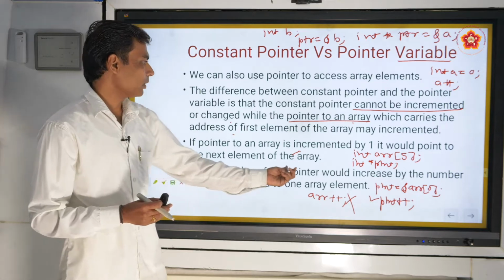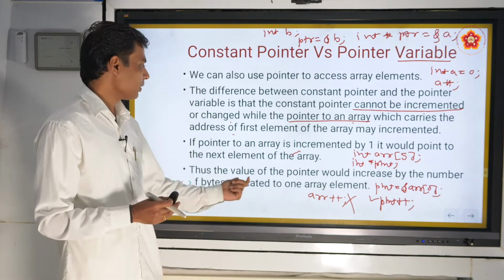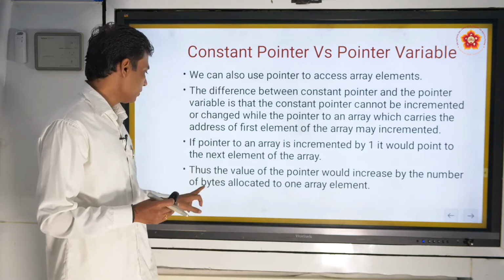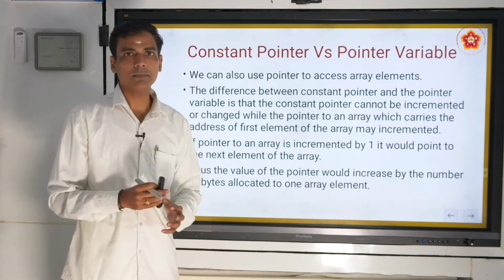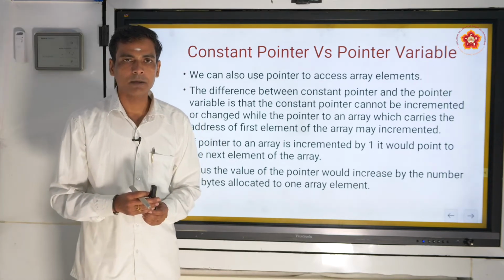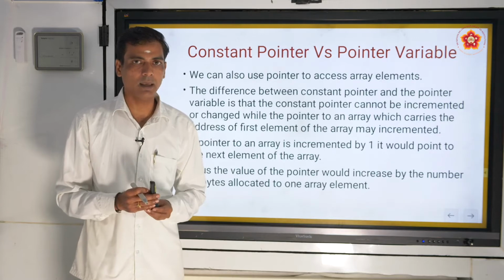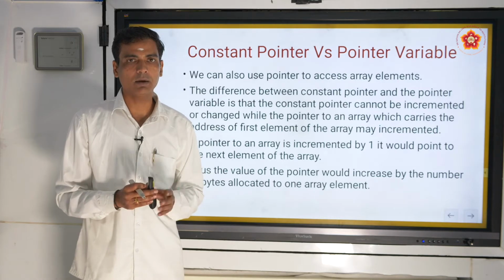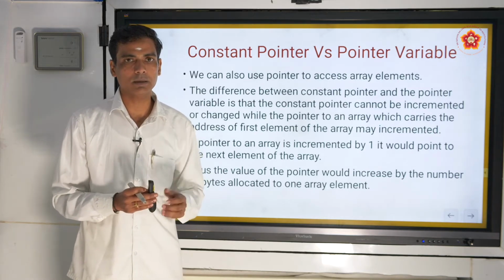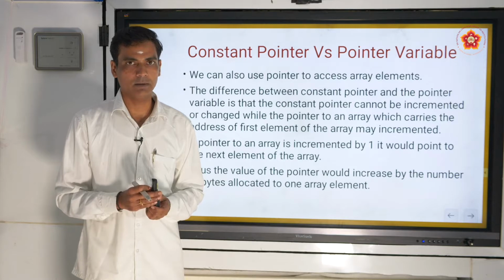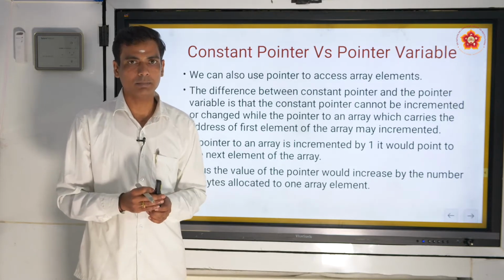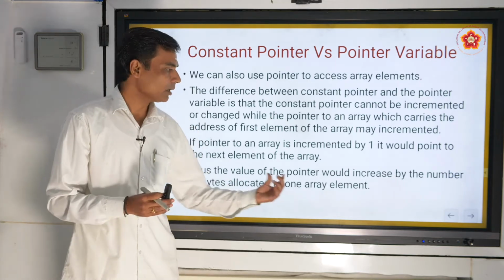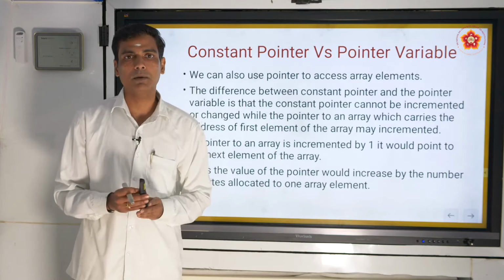Thus the value of the pointer would increase by the number of bytes allocated to one array element. Number of bytes allocated to one array element means, suppose this is an integer array. So each element in this integer array will be allocated 4 bytes or 2 bytes depending on which machine, whether you are using a 32-bit machine or 64-bit machine. That differs from compiler to compiler and machine to machine. So when you increment a pointer, it jumps on to those many memory locations.